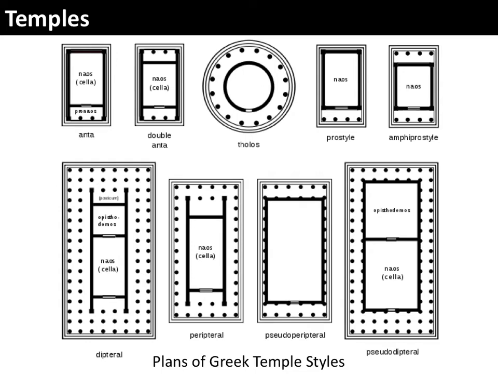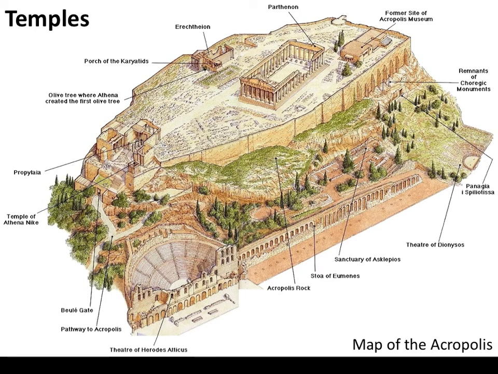And so I just wanted to point out these are different ground plan views of different Greek temples. So they used those columns and walls in multiple arrangements, even in the circular tholos arrangement. So let's start getting specific here.